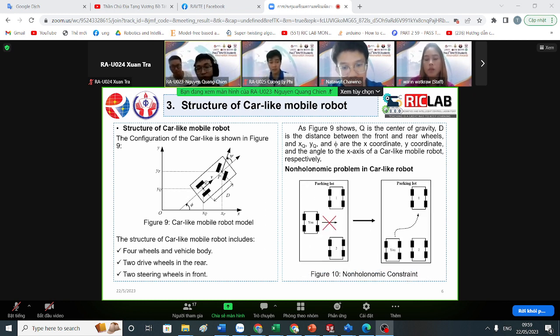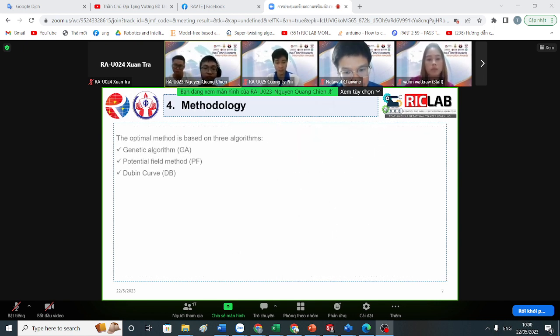Next is the nonholonomic problem of the car robot. Imagine you are in a parking lot, and you are at the left image. You want to move into the free space for parking, and your car cannot move sideways. So you have to go backward, and you have to turn right to go to the free space for parking, and this is the nonholonomic problem. And we use the Dubins curve for doing that.